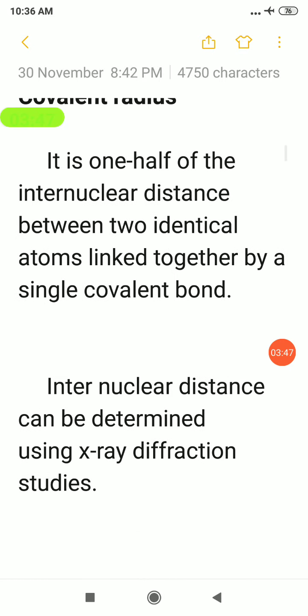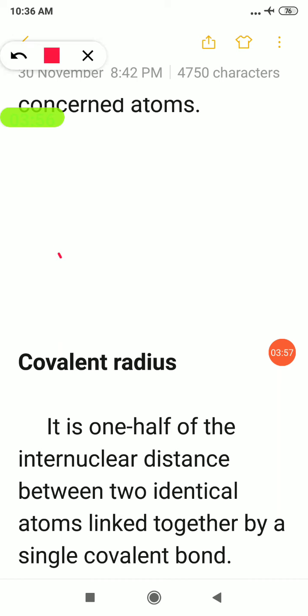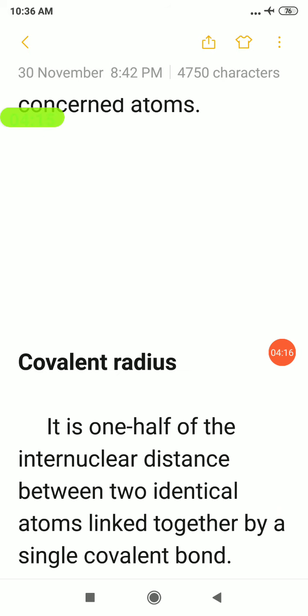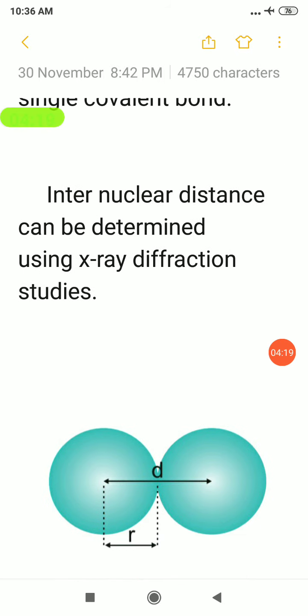Okay? So it is 1/2 of the internuclear distance between two identical atoms linked together by a single covalent bond. And what is internuclear distance? This is termed as internuclear distance. The distance between one nucleus and another nucleus is called internuclear distance. This can be measured using the technique called XRD, that is X-ray diffraction technique. Then after measuring the internuclear distance, we can divide the value by 2 so that we'll be getting the value of covalent radius.